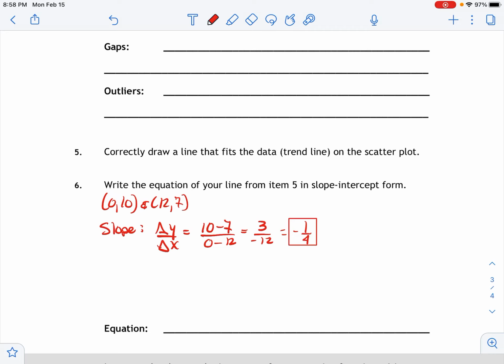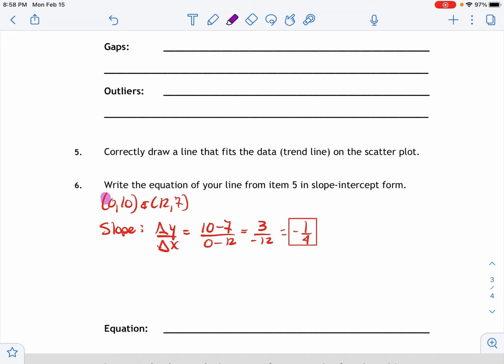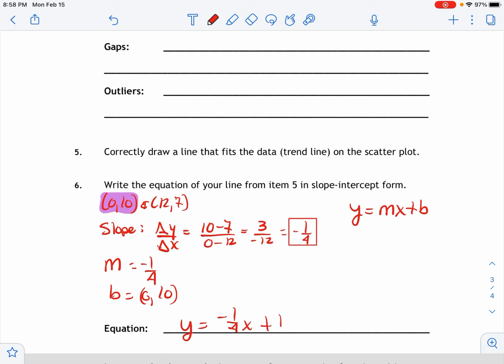Negative 1/4. Perfect. So in order to get the equation of the line, I just now need my y-intercept from Canvas. My y-intercept for my graph up here is the point 0, 10. Remember, I found that point on the y-axis. So I have my m value, that's negative 1/4, and my b value is 10. Remember, equations are in the form y equals m times x plus b. So my equation will be y equals negative 1/4 x plus 10. And that's all you have to do to get the equation of your line.